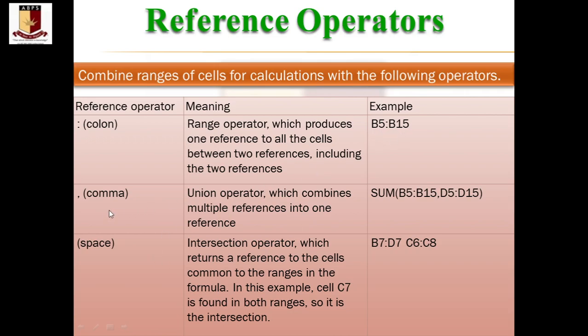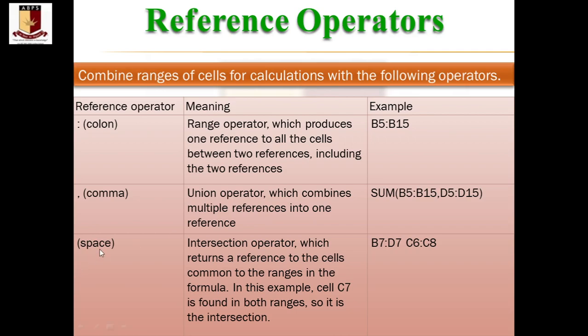Similarly, the next one, the comma, or we can say the union operator. The two different ranges are here. Like I am summing two different values, like V5 to V15, the sum of that value, comma, and D5 to D15, the sum of that value. So these two values are summed and then the sum of these two values. I'll show you practically so you can easily understand.